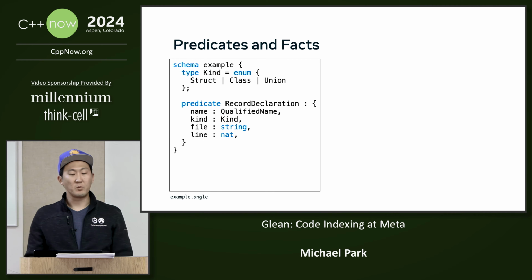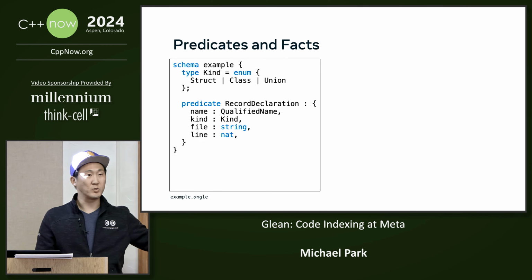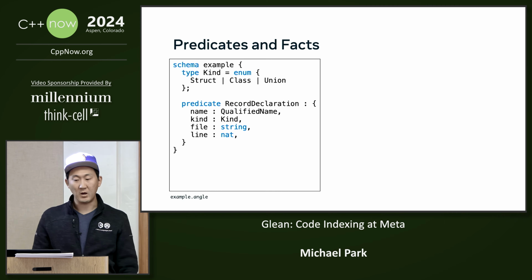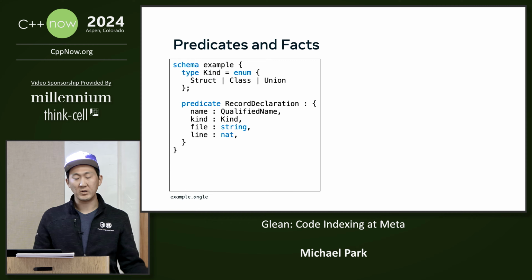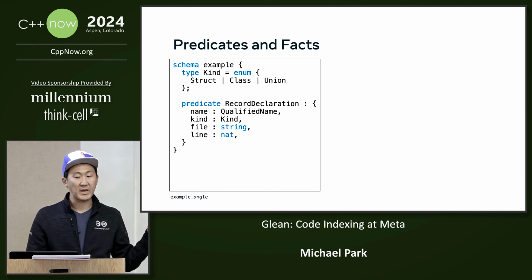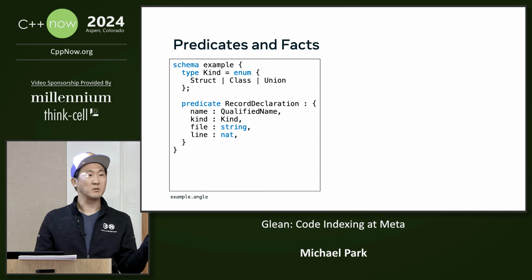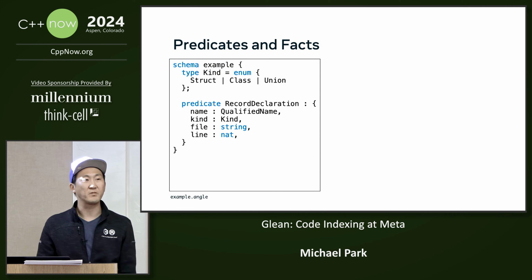Let's extend the schema a little bit. So we have names and qualified names. We're going to extend to introduce the record declaration. We call it record declaration, but it's basically just for struct, class, and union. We have a little enum that describes which one it is. We'll store a qualified name and the file line location. The location should be more elaborate than that, but for this example, we'll just keep it to a line number.